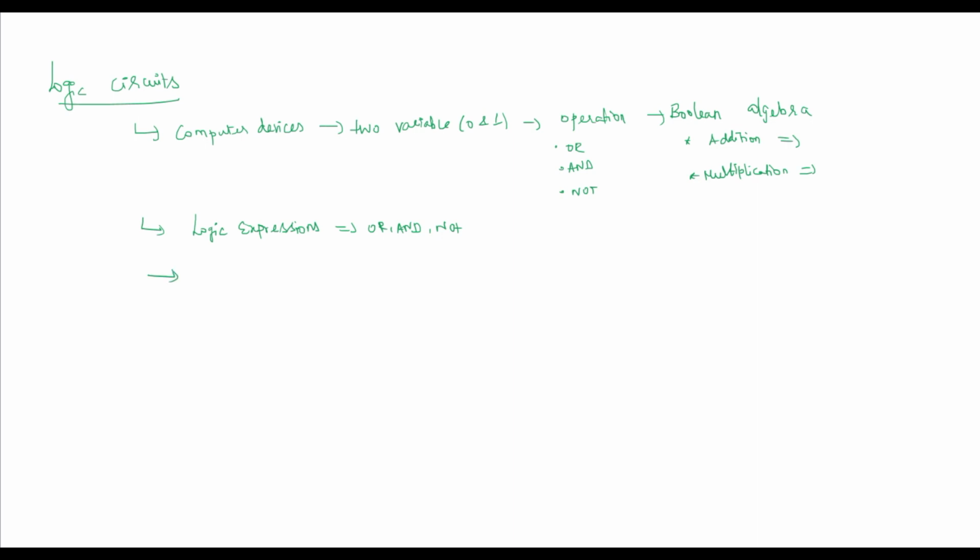Next we discussed different types of laws: the commutative law, then associative law, then distributive law. All of these we discussed elaborately in the previous classes. Okay, next is some of the rules, the rules of Boolean algebra.